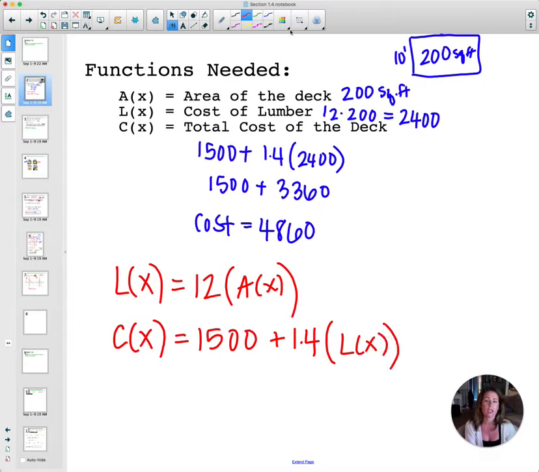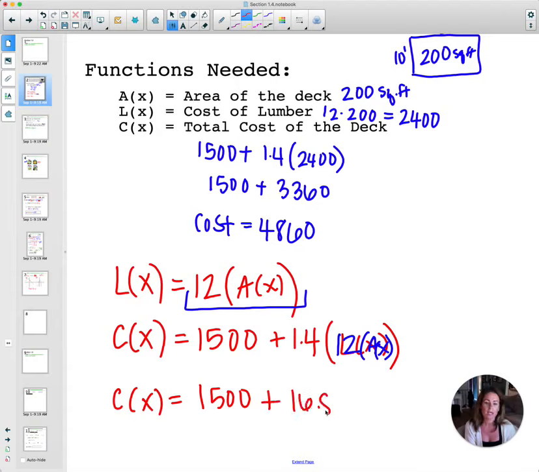So if we're taking a look at these with the functions in there, generally they're going to give you the square footage, so that would be our variable. We'll have 12 times whatever that area is, and that goes in here. You could calculate this out and then just do 1.4 times 12. So your total cost equation, if you wanted to simplify this, would just be 1,500 plus 16.8 times whatever your area is.